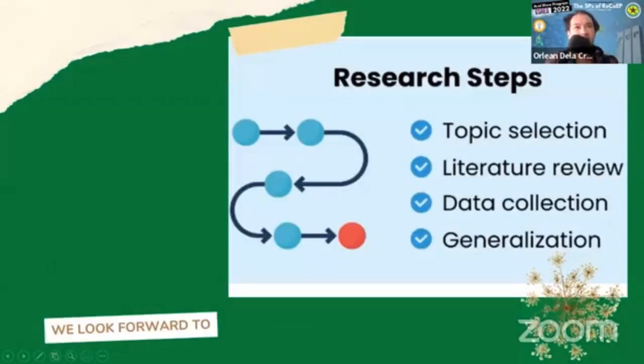So we have the research steps. Number 1, the topic selection. Number 2, literature review. Number 3, data collection. And number 4, generalization. So for me, one of the important parts of the research steps, or the backbone of the research, is the literature review. So dito sa literature review, ito talaga yung main focus ko sa ngayon, no? Kasi if we do a literature review, marami tayong ma-encounter and marami tayong ma-discover na ang dami pa palang gaps or ang dami pa pala dapat innovative na researches na pwede nating i-develop.